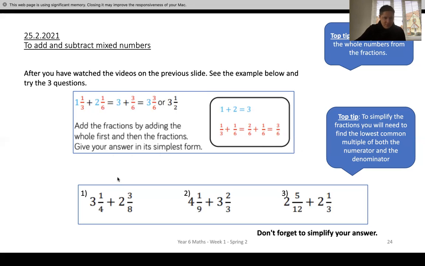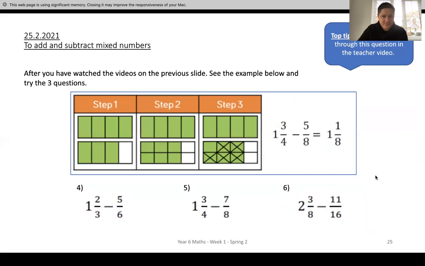So have a look at this one. 3 1/4, add 2 and 3/8. Pretty easy to spot the common denominator. It's going to be 8. 4 and 1/9, add 3 and 2/3. Again, it's pretty easy to find your common denominator, but I'm not going to tell you. And then this one, 2 and 5/12, add 2 and 1/3. Again, that is not a difficult conversion to find your common denominator. Remember to simplify your answers.